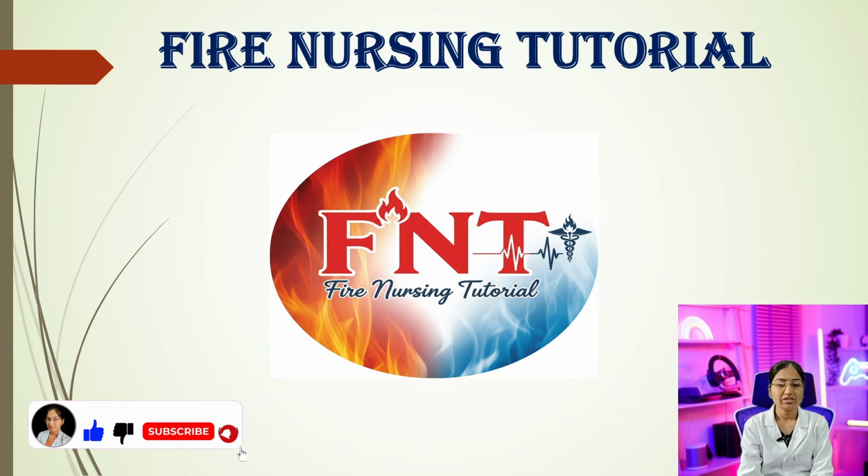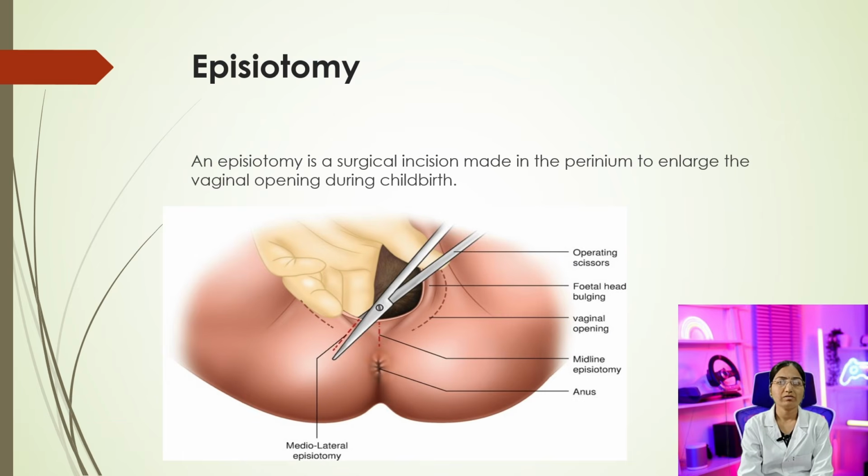In this class, we'll discuss another very important topic, that is episiotomy. We'll see what is episiotomy, what are the types, what are the risk factors, and then what are the complications. First, we'll see what is episiotomy. We'll see the definition, meaning of episiotomy. Episiotomy is a surgical incision made in the perineum to enlarge a vaginal opening during childbirth. Episiotomy is used in normal delivery, that is to enlarge the vaginal opening for birth of a baby.